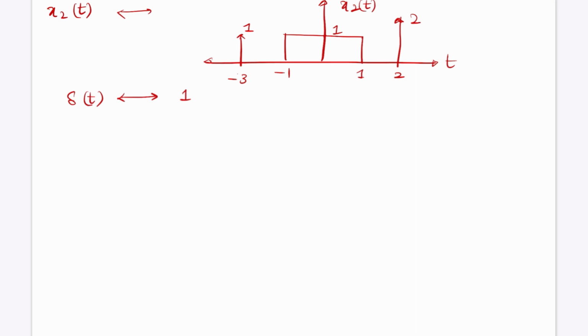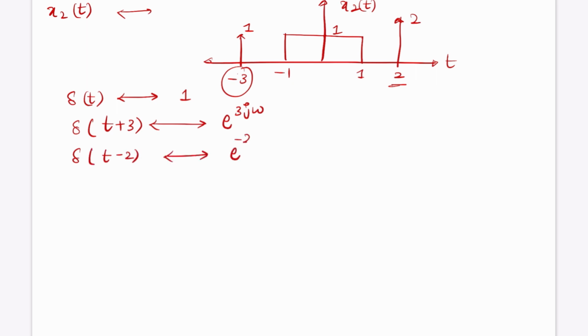But whenever we are shifting it, the shifting property allows you to multiply the function with e raised to power the shift times j omega. So if this is δ(t + 3), its Fourier transform will become e raised to power 3j omega, and similarly this function is δ(t - 2), so this will become e raised to power minus 2j omega. Easy. And this in the center is again a rectangular function, so it is rect(t/2) because its time period is 2.